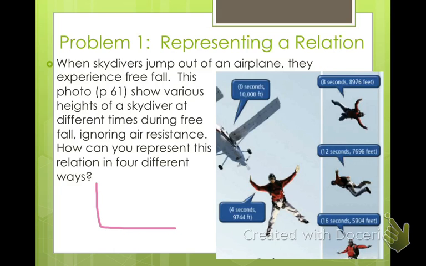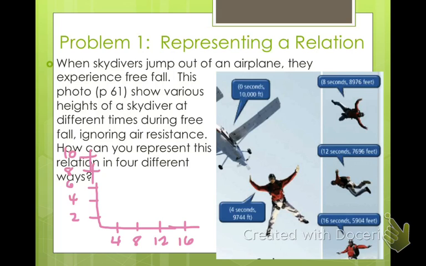Okay, so time. We have sections of 4, so 4, 8, 12, 16. I'm going to go ahead and go by, I don't know, what do you think, 2,000 feet? 2, 4, 6, 8, 10. I didn't give myself a lot of room to work. Alright, so then we're going to go ahead and put these dots on there.